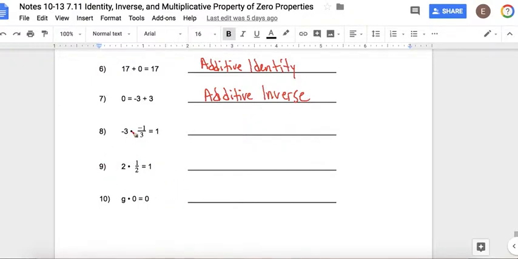Number 8, negative 3 times negative 1 over 3. Now notice I multiplied by its reciprocal and I got an answer of 1. So that must be the multiplicative inverse. Number 9 says 2 times 1/2 equals 1. So notice 2 and 1/2 are reciprocals. So we once again use the multiplicative inverse.